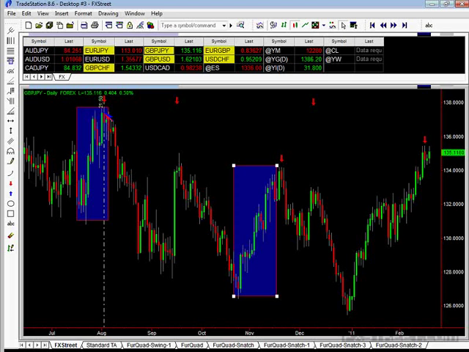Does that make sense? Does everyone understand the concept? Can everyone see what I'm talking about? Comparing what is developing right now with a historical reference.